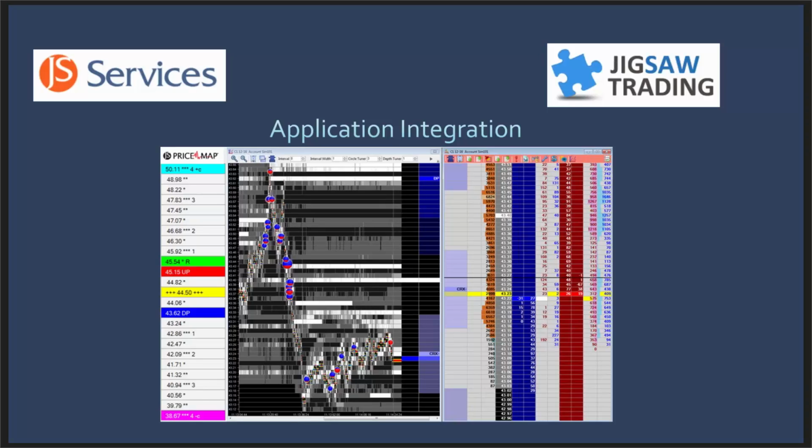Now you can find John's analytics in the JS desktop application, which is integrated with the Jigsaw depth and sales. And the analytics in that product provide a clear definition of the market state and structure, as well as giving you an indication of which strategies work best on that given state and structure. So I'm glad to introduce John here today. So John, please take it away.